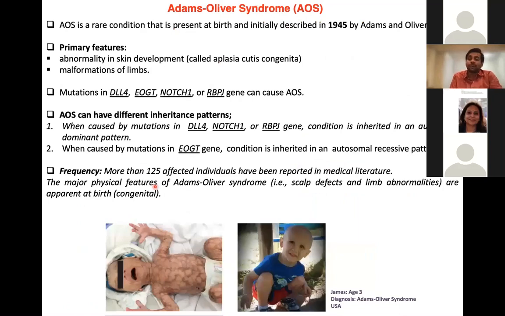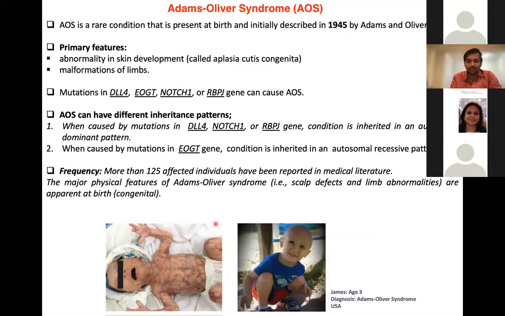Then Adams-Oliver syndrome is caused by mutations in the DLL4, EOGT, which I have just discussed, Notch1 and RBPJ genes. It is also a rare condition, characterized as a congenital disorder. It was first described by Adams and Oliver in 1945. The primary features are malformation of limbs and abnormalities in skin development. You can also see the skin pattern of this baby, and this is James, a 3-year-old boy suffering from Adams-Oliver syndrome.